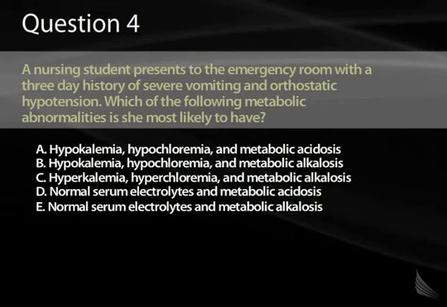Once again, we return to the clinical scenario. This is an individual with signs of volume depletion, demonstrated by the orthostatic hypotension, as well as severe vomiting. Vomiting leads to acid loss, creating a metabolic alkalosis. The resulting metabolic alkalosis leads to hypokalemia and hypochloremia. Thus, the correct answer choice is B.